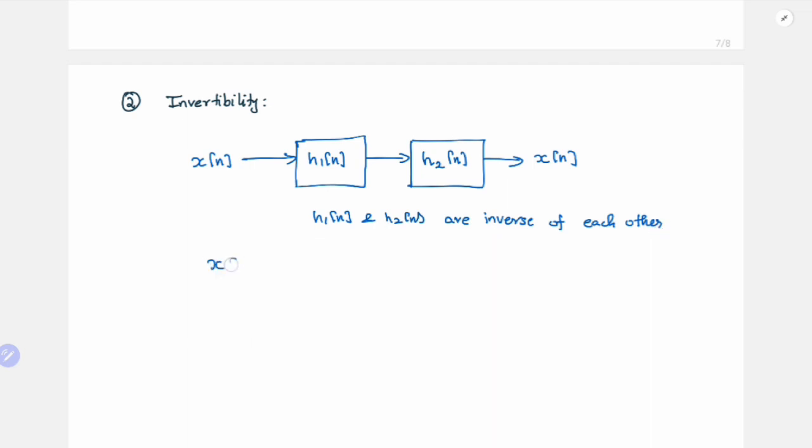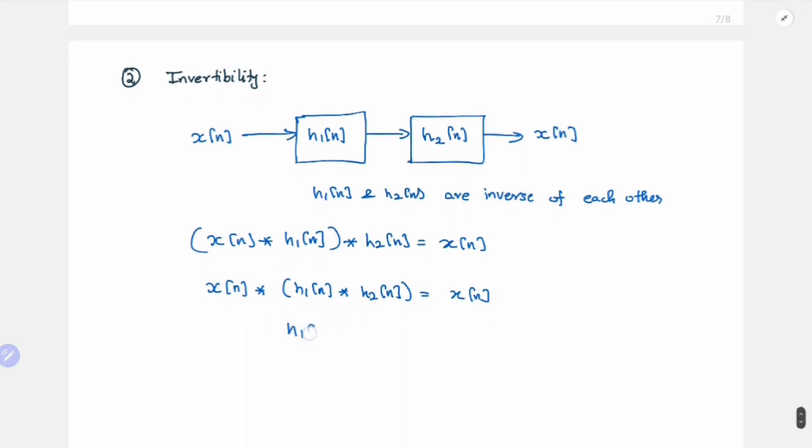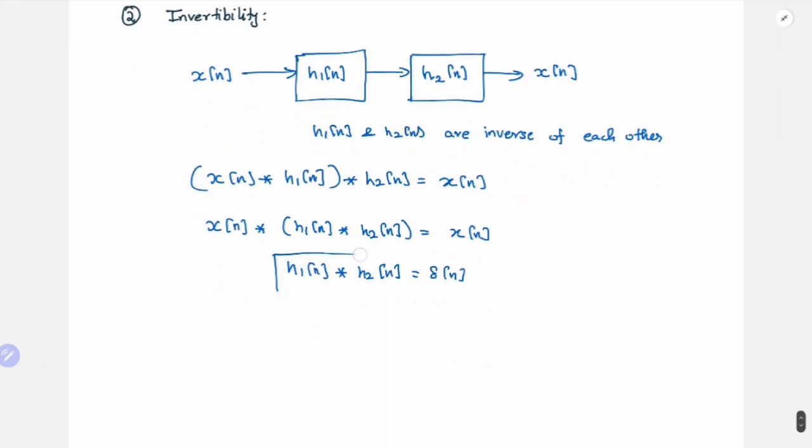So what it means, my x of n convolved with h1 of n and then convolving it with h2 of n should give me x of n back. So using associative property, I have x of n convolved with h1 of n convolved with h2 of n should give me x of n. But this I know, this is only possible when h1 of n convolved with h2 of n is equal to delta of n, right? Only if this is delta of n, then I'll get back x of n. So if there is h1 of n and h2 of n such that this is possible, then we can say the LTI system is invertible.